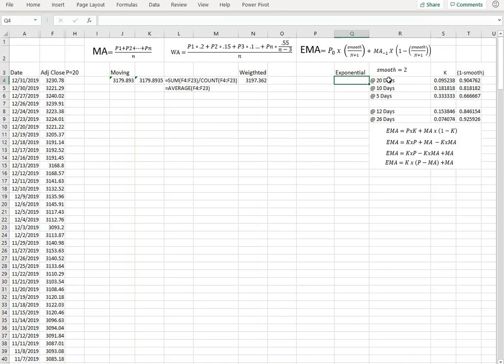So what does that end up looking like? Well, here we have 20 days and a smooth value of 2, so we get a K value of 0.095. So what that's saying is, even though we're using 20 days of data, we're giving almost 10% of the value to the most recent price. Then, of course, the remaining 19, or actually 21 days, is going to only receive 90%. And you'll see how we get there. So again, to get our 1 minus K, or 1 minus smooth, let's change this to K just so it's clear.